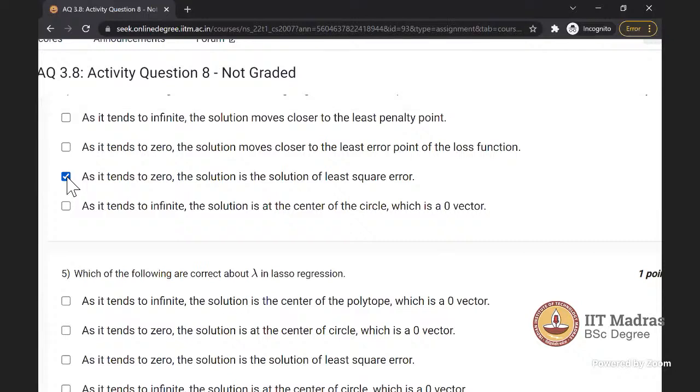No, option C doesn't say lambda tends to 0. Option B and C, both of them say it tends to 0, right? No. For C to be correct, lambda has to be 0. It is not tending to 0, right? It's not the question of tending to 0. If lambda is 0, then the solution is the least square error solution.